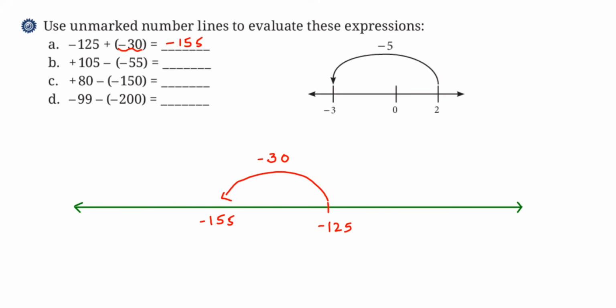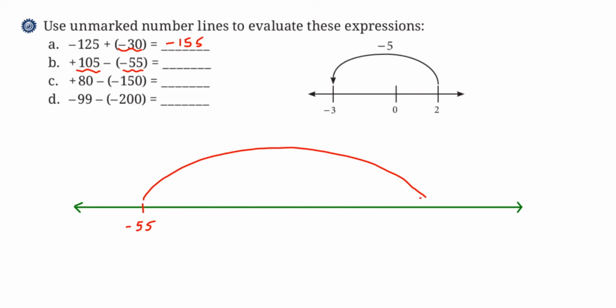Now the next questions are subtraction. For subtraction, the rule is different. Here we're subtracting 105 and minus 55. When you're subtracting, the second number, minus 55, will be your starting point. So here you are, let's say you are here at minus 55, and the first number will be your final number, or that is the point where you want to reach. So you want to go to plus 105.